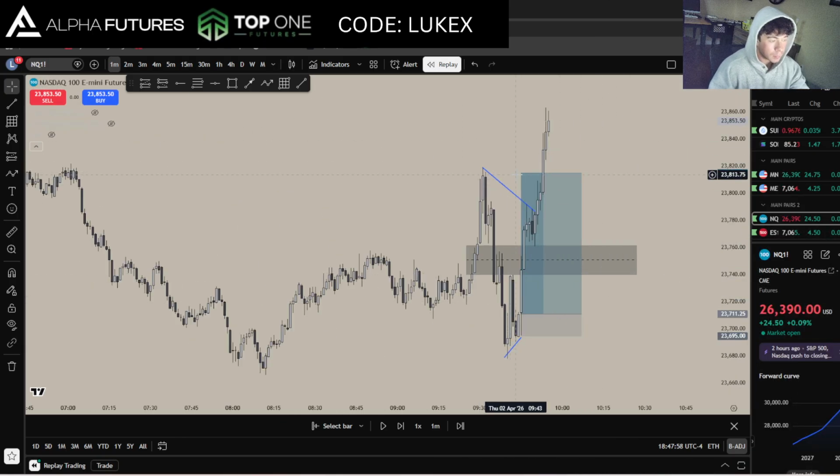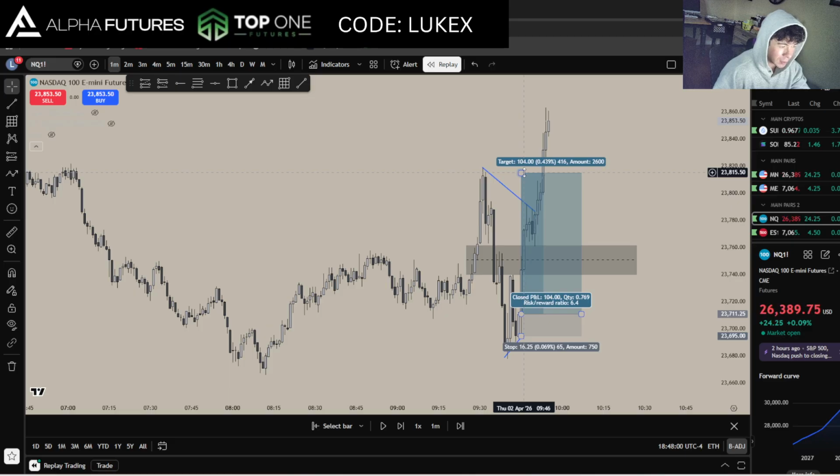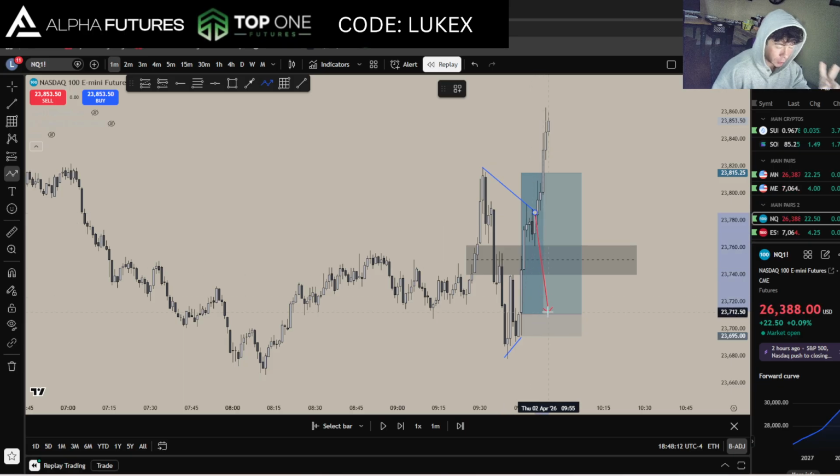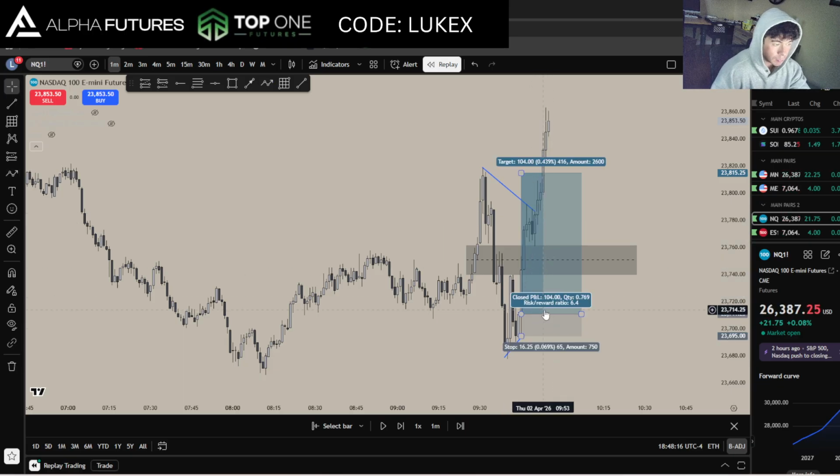So even though ES takes out a high and NQ doesn't, or ES takes out a low and NQ doesn't, it doesn't necessarily mean it's going to be an SMT, but it is always going to be a good idea to at least move your stop loss to break even, because there is a chance this SMT here could technically hold and push price back down against you, and you want to at least be able to mitigate risk.